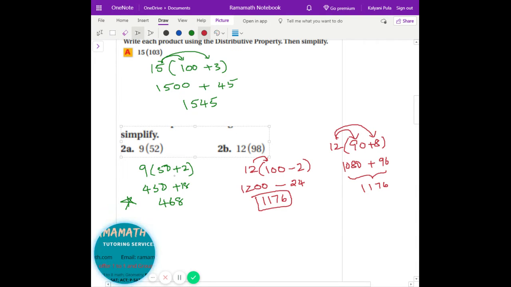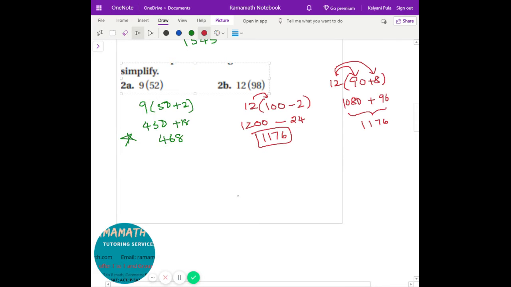So the distributive property is not just for addition. You can also use it for subtraction too. Because 100 minus 2 is also 98. So instead of 90 plus 8, you also can write 98 as 100 minus 2. Because 12 times 100 is easier than 12 times 90. It still works either way. There's nothing wrong if both of them are correct. But the thing is, we want to make it faster and easier.